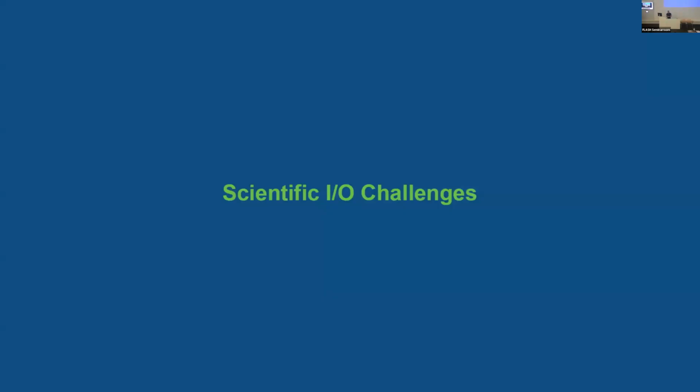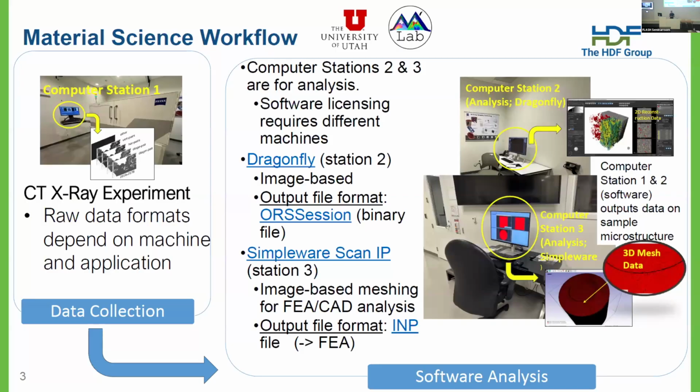So I'm probably going to preach to the choir here. I'm going to talk about scientific I/O challenges, and if you've been paying attention to the talks in the past 2 days, we're going to concentrate on maybe not the industrial type of I/O challenges that you're seeing, but more university lab type challenges. For this project, we are starting off with a material science workflow that the University of Utah is doing.